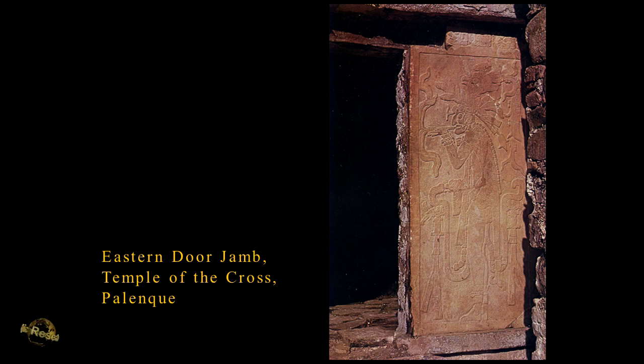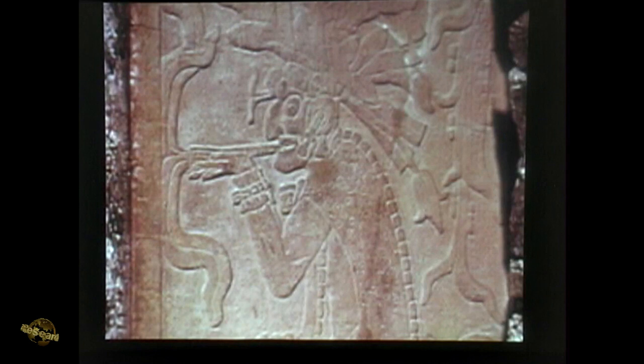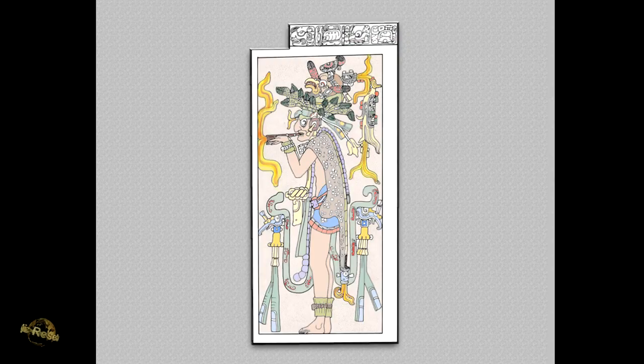And here's the Eastern Door Jamb, Temple of the Cross at Palenque. Let's look in here at this guy and see what he's doing. Here he is. Look at this guy. What's he doing? Smoking a cigar. This is describing, here he is. I've done up a little color. Notice that he is smoking a cigar.